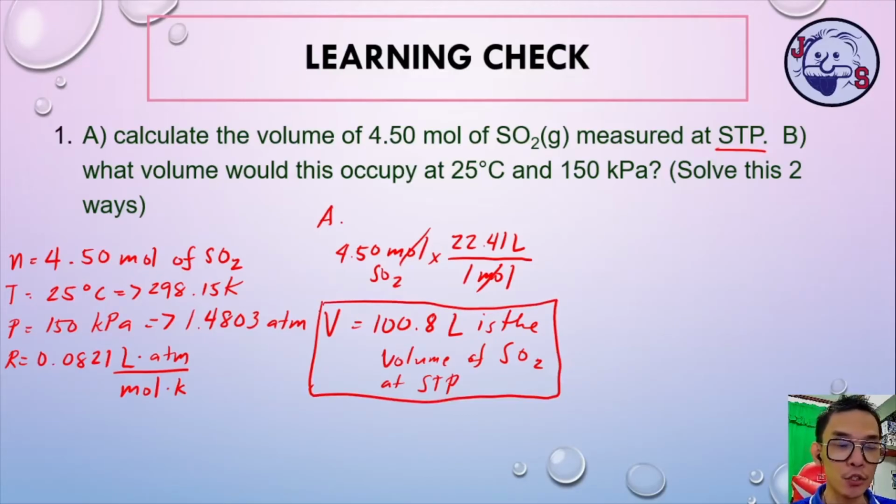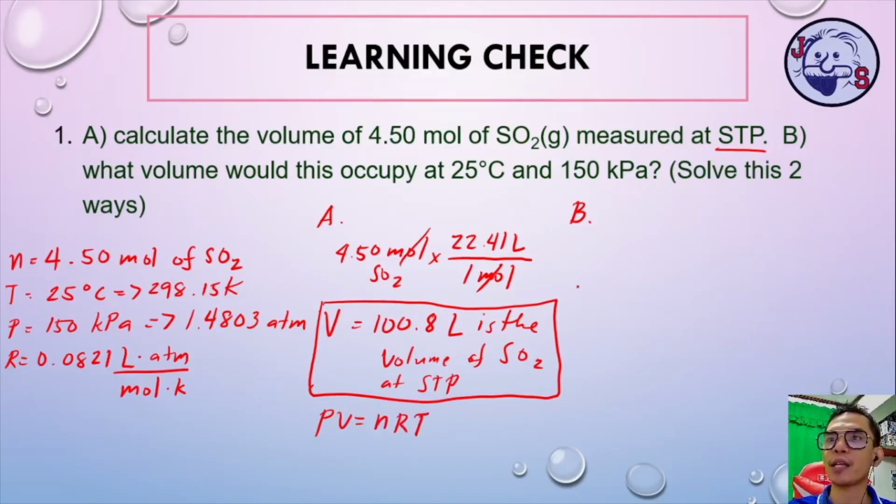Okay, so that is the new volume. Alright, next one. The next problem is not anymore in STP. So what are we going to do? We will use the ideal gas law. Upon using the ideal gas law over here, PV equals nRT.